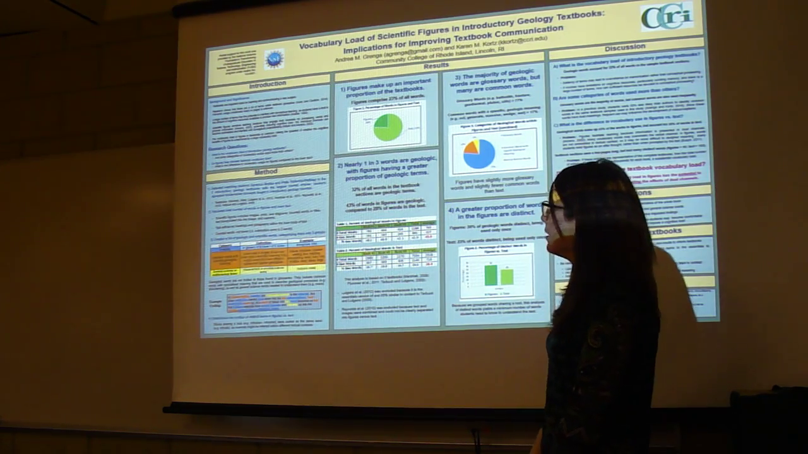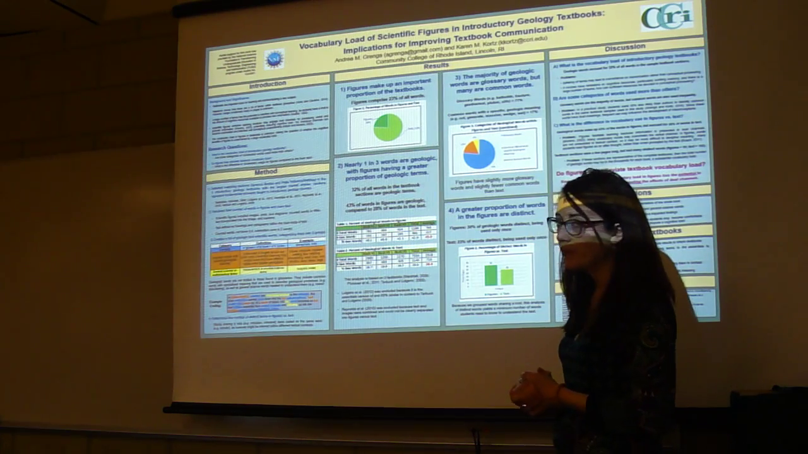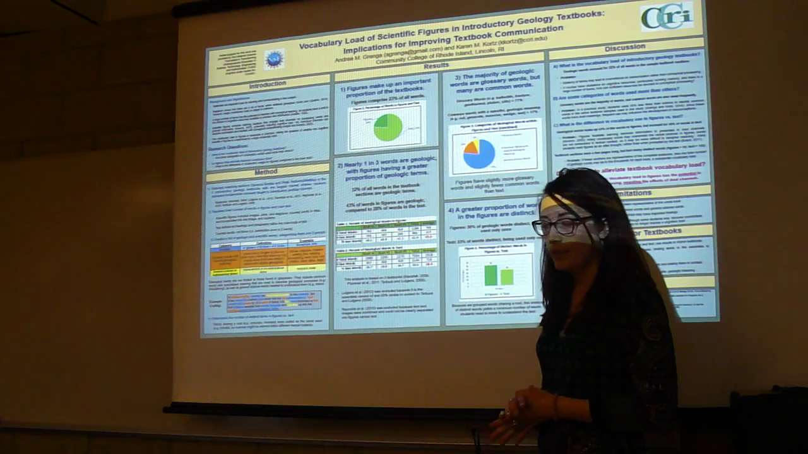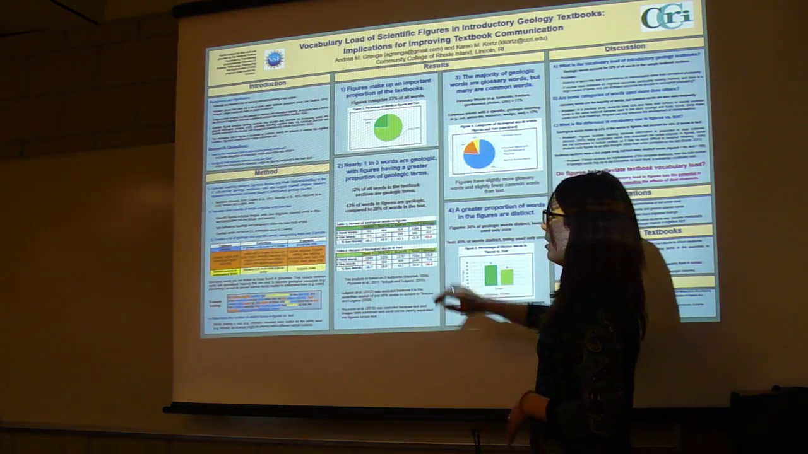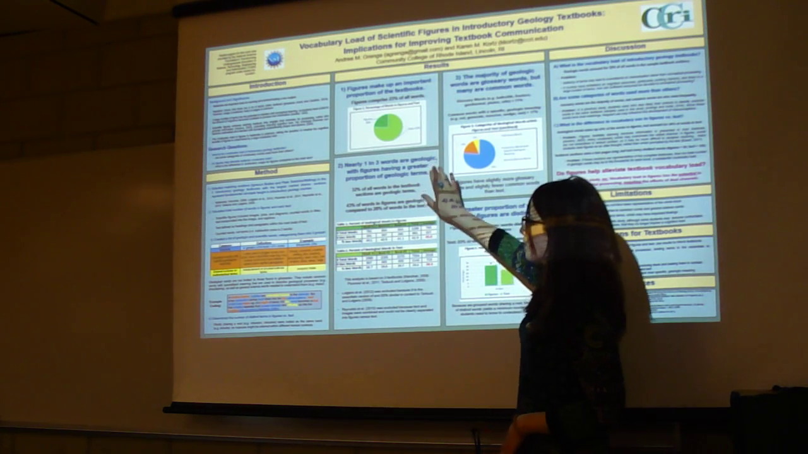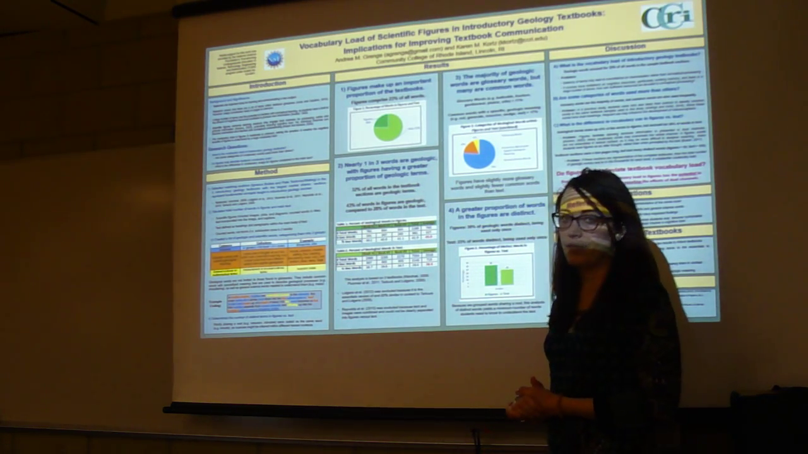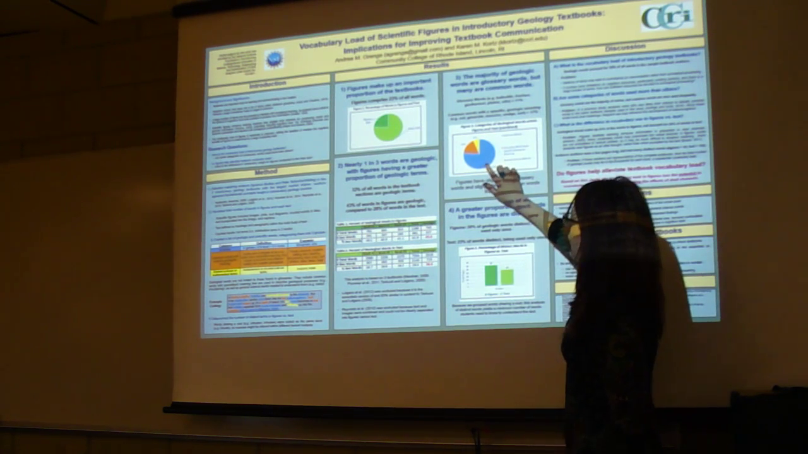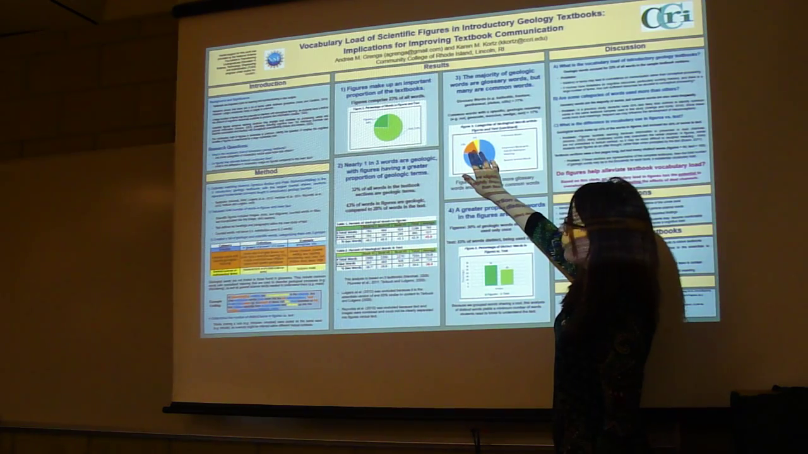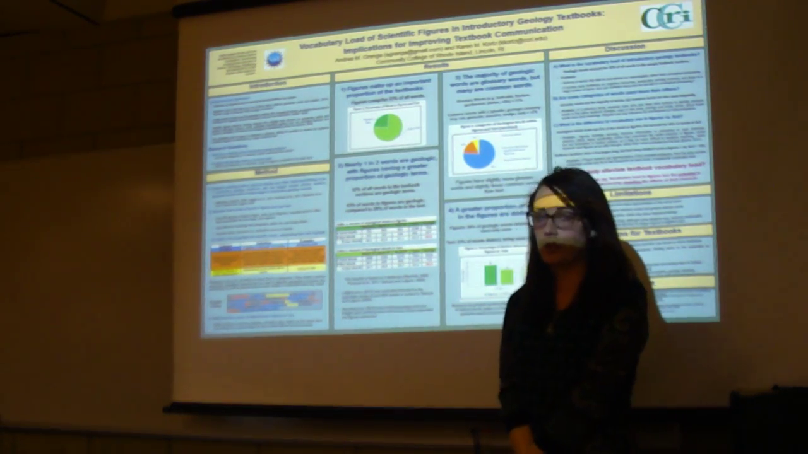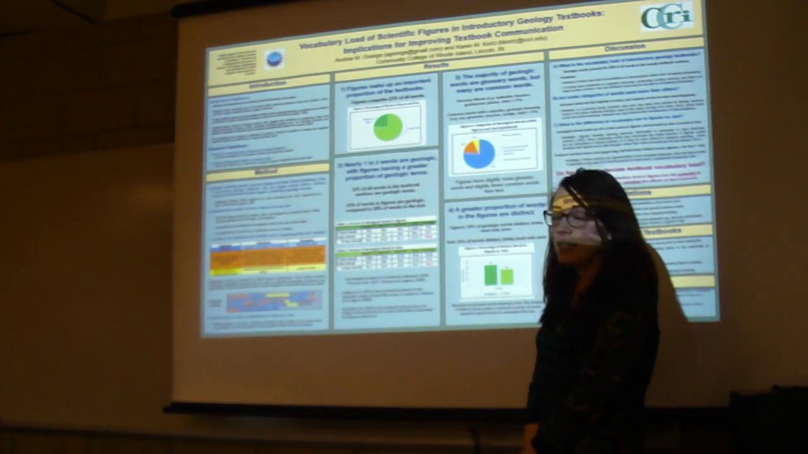So what did we find? To answer our first question, for overall vocabulary load, both in figures and text, we found that nearly 1 in 3 words are geologic. We also found that there are different types of vocabulary words. The majority, about 77%, are glossary words, while about 17% are common words that we use every day but have specific geological meaning.